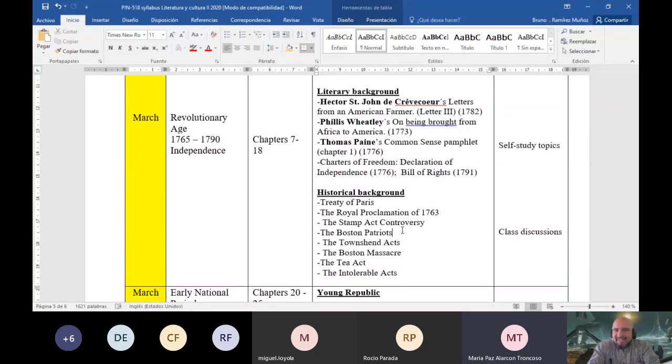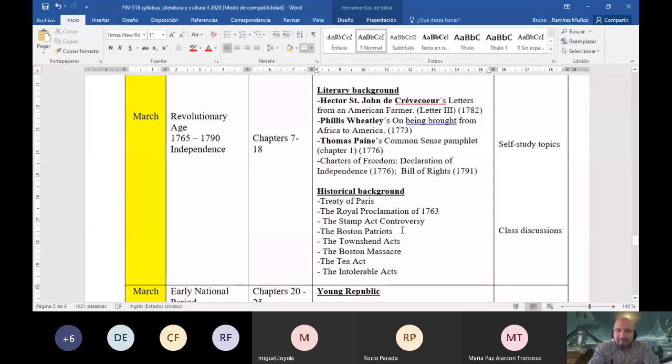Ouch. Okay. So to sum up very quickly, for next session, you will have to read letters from... Are you seeing the syllabus now? Yes. Okay. Letters from an American Farmer, only letter number 3, because it deals with the identity of the immigrant in this new land, and the Common Sense pamphlet, chapter 1. And I would suggest a couple of these, but that's totally up to you, to understand the historical background at the time. Because before a revolution, you need to understand what happened before.